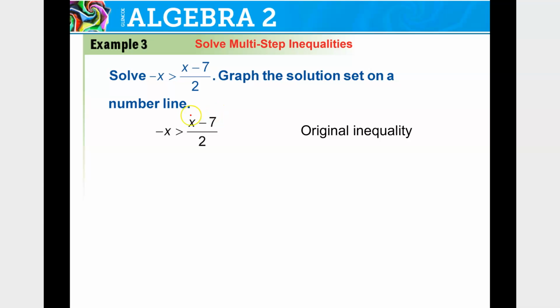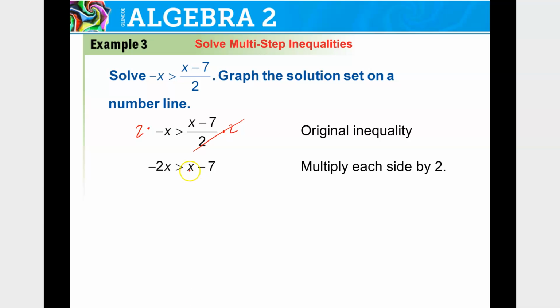Now notice on the right side you have (x minus 7) all over 2. This means this x minus 7 is being divided by 2. To undo that, we want to multiply both sides by 2. When we do, these twos cross each other out, and we would be left with negative 2x greater than x minus 7. Negative 2x here came from 2 times negative x.